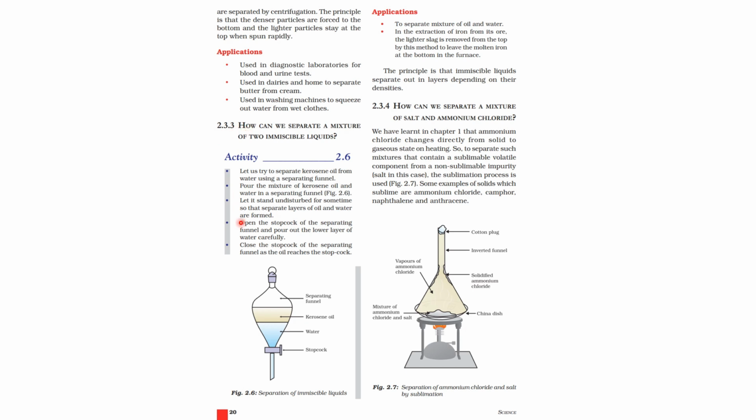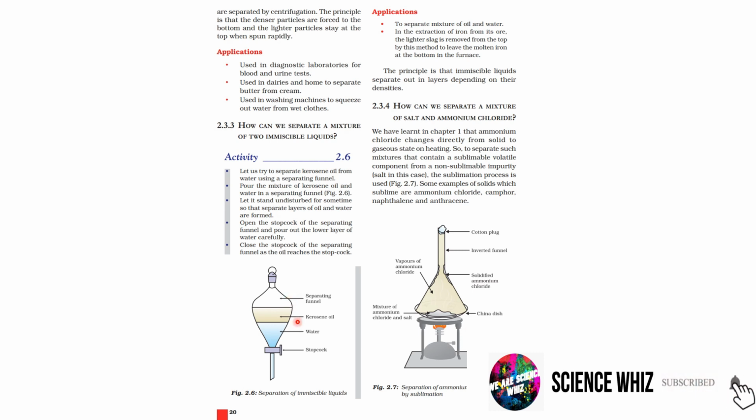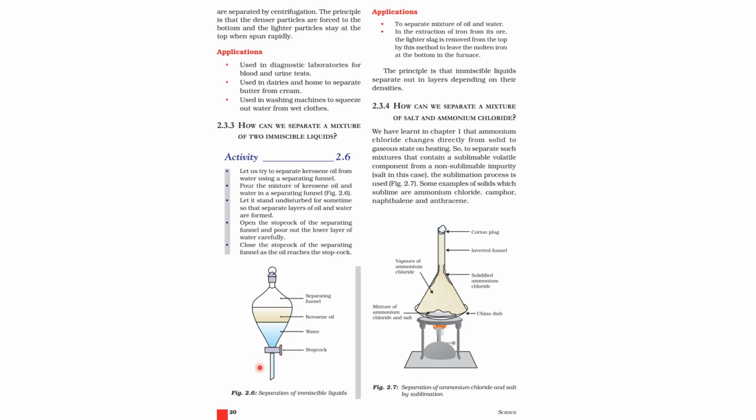Next we will learn how we can separate a mixture of two immiscible liquids. That means to separate kerosene oil from water by using a separating funnel. Materials required: separating funnel, iron stand, kerosene oil, beaker to collect, and water.